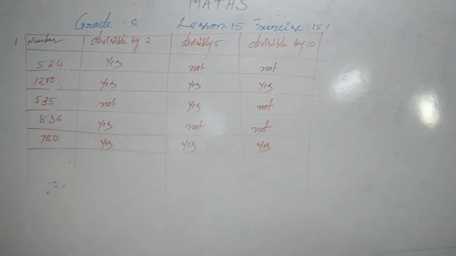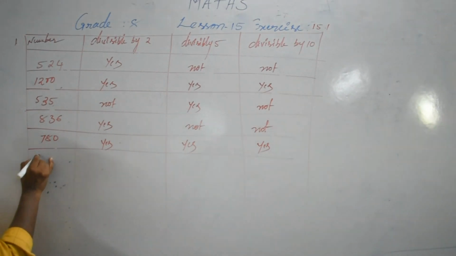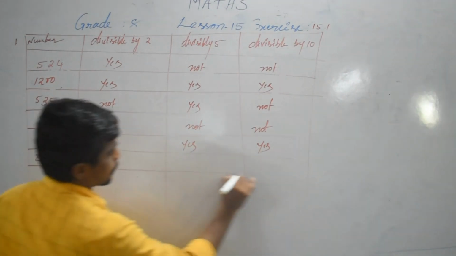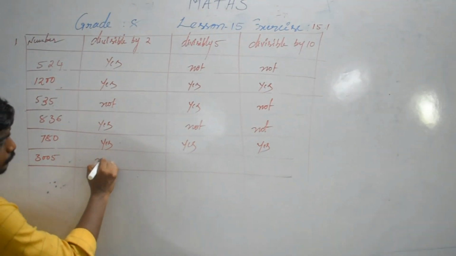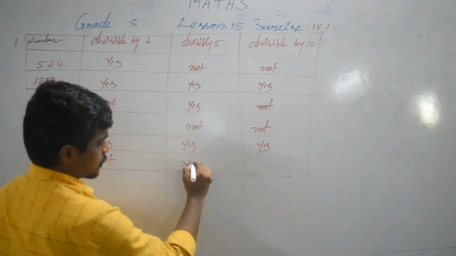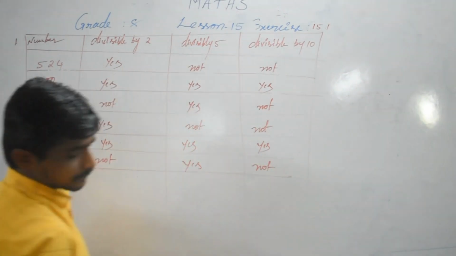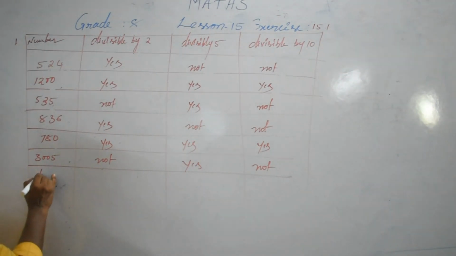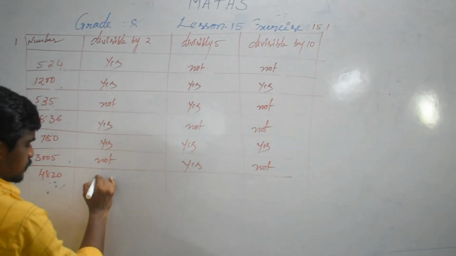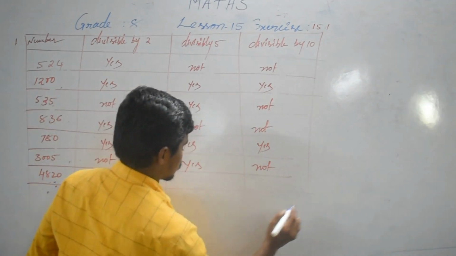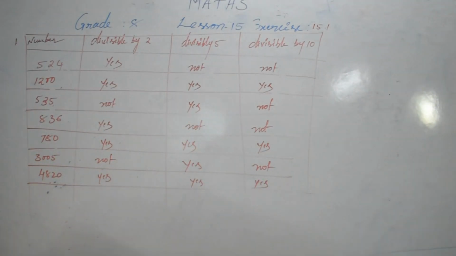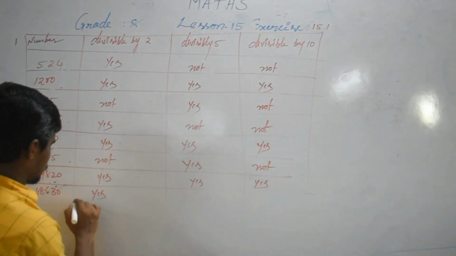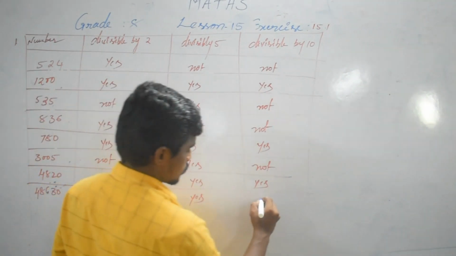Next one, 3005. In one's place 5, so not divisible by 10. Next one, 4820, divisible. Yes, divisible. Next one, 48,630. Yes.